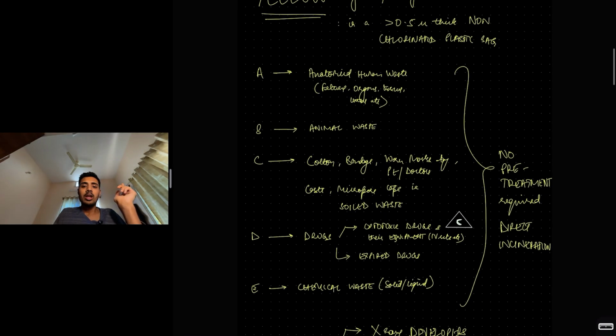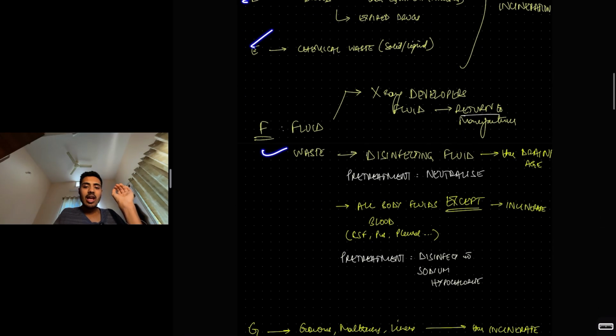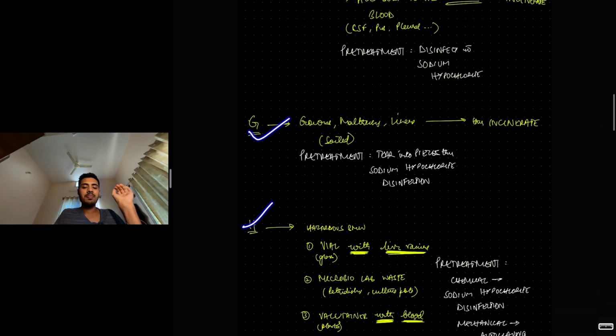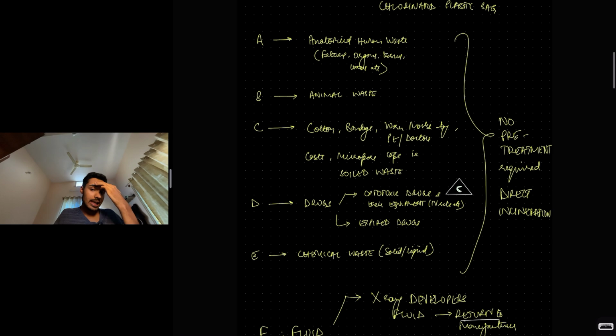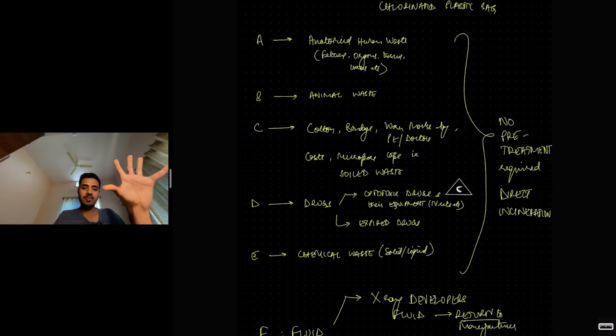You can remember it as category A, B, C, D, E, F, G, H for the color code yellow. First is A. A for anatomical human waste, like the fetus, the organs, the tissues. These are all human anatomical waste. B is for animal waste.